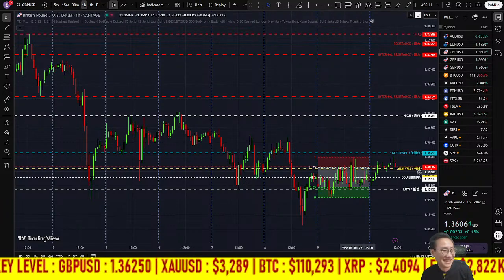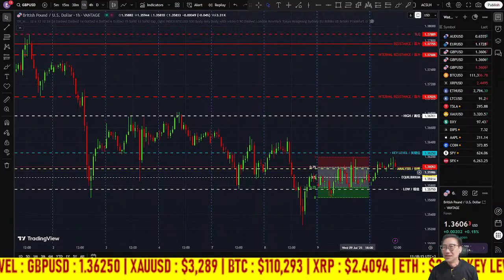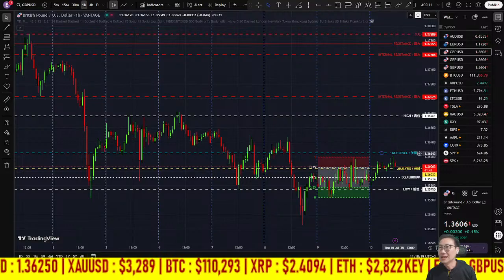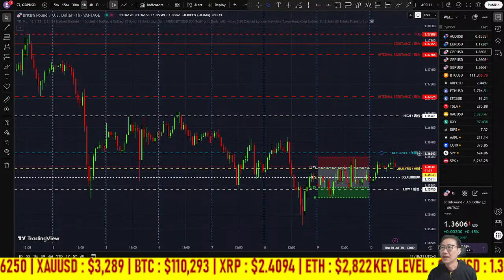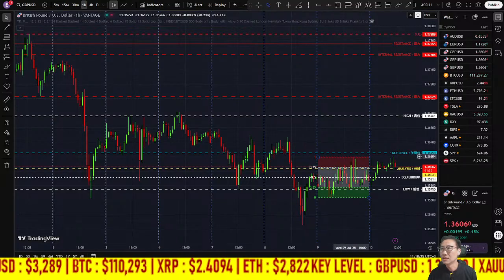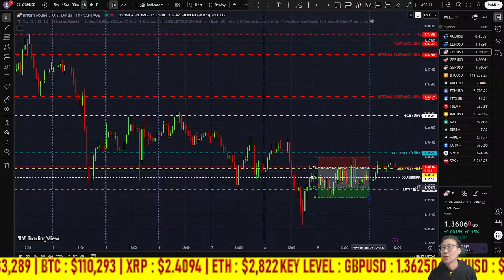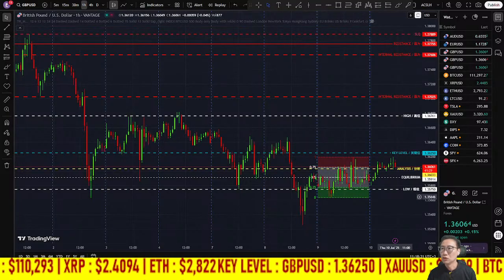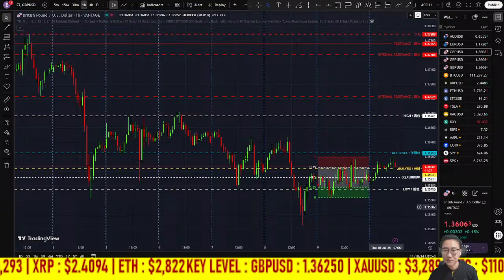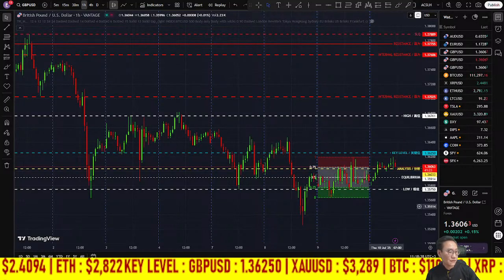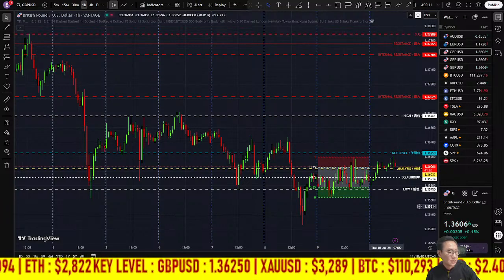If this key level is going to hold, then likely we are going to see another selling off down to 135.914. Then after that, to break this level, we will go down to 135.750.